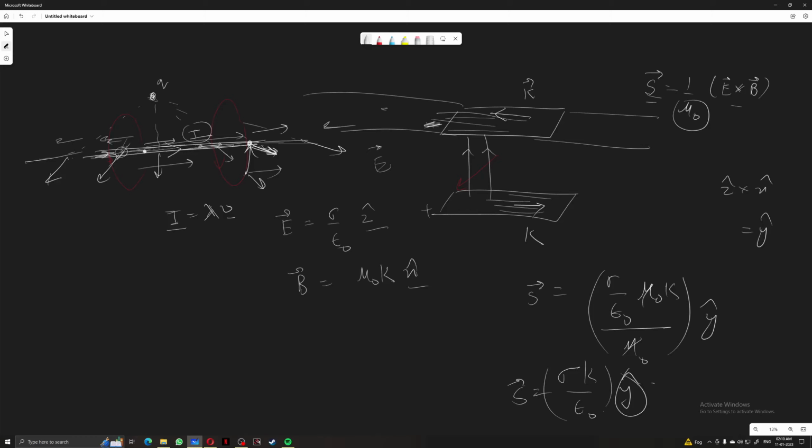I'm interested in this direction. So y cap is like this. So according to this Poynting vector, the transport of energy is in this direction. So a net energy is being supplied or being taken away, whatever, in this y direction.